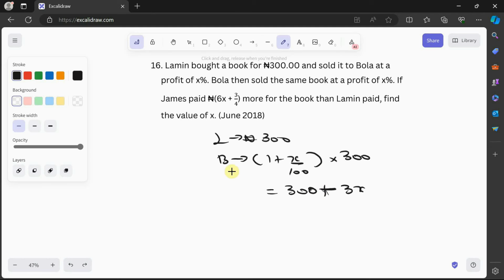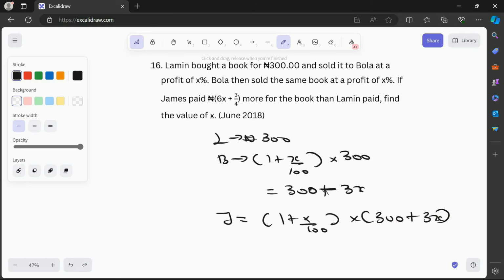It now says Bola sold the book at a profit of x%, the same x%, right? But who did she sell the same book to? If you look at it, it's not complete, but then they now said if James paid, so that means maybe she actually sold it to James. Let's assume she sold it to James. So James bought the book at a profit of x, but that would be 1 plus x over 100 multiplied by 300 plus 3x.